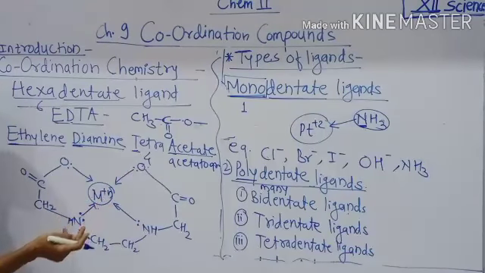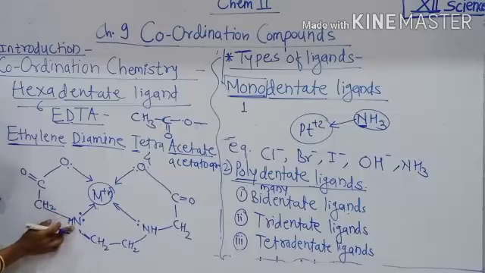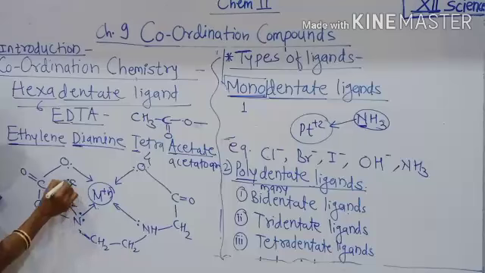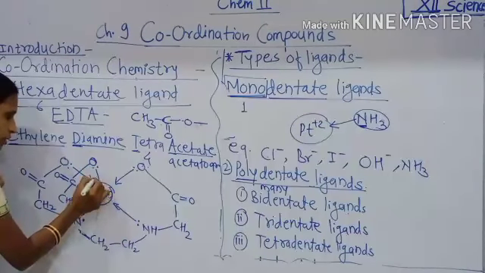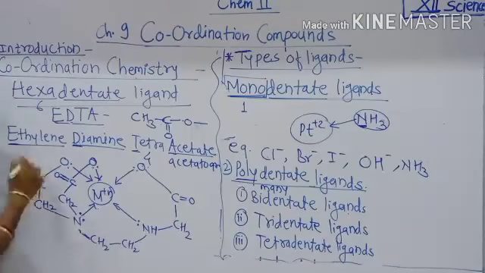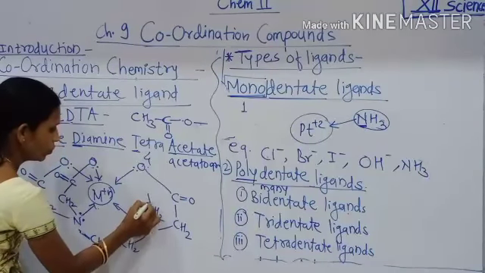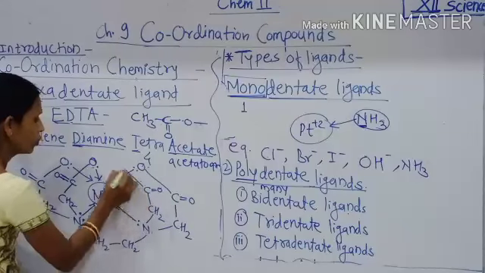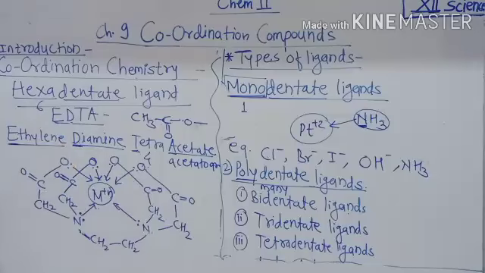There are 2 more acetato groups, which are attached through the oxygen atom to the central metal ion. Here H is replaced by CH2, C double bond O, and that oxygen atom is coordinated with the central metal ion. And again here H is replaced by CH2, C double bond O, which also has a point of attachment to the central metal ion.